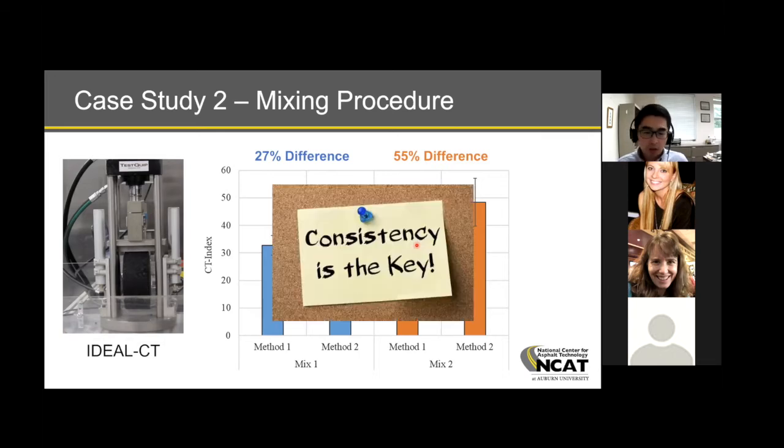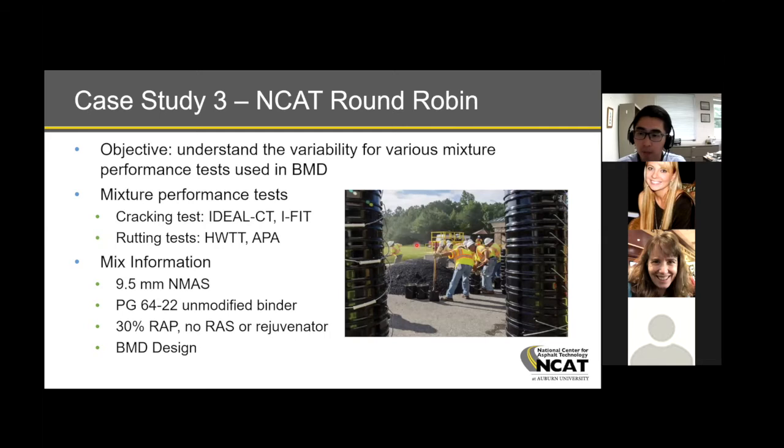The reason I want to show this result is not to say we should trick the system or play with different mixing procedures to get better results. The whole point I want to make here is that we definitely need to be consistent in terms of mixing procedure, because if we use different mixing procedures, even with the same materials, we can have different test results for balanced mix design, which could be a concern not only for highway agencies, but also for our industry.